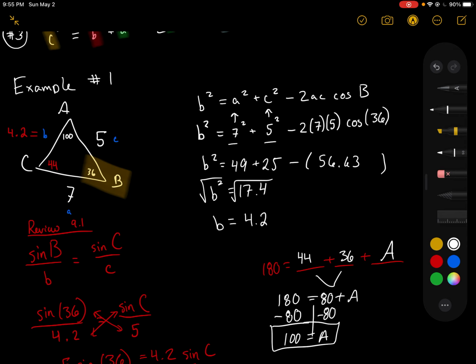And again, we had to start off with the law of cosines. We didn't have any other choices because we just didn't have enough information to do anything else. But now we can combine that with the law of sines and our knowledge of triangles to fill out everything else in a triangle that we're looking for.